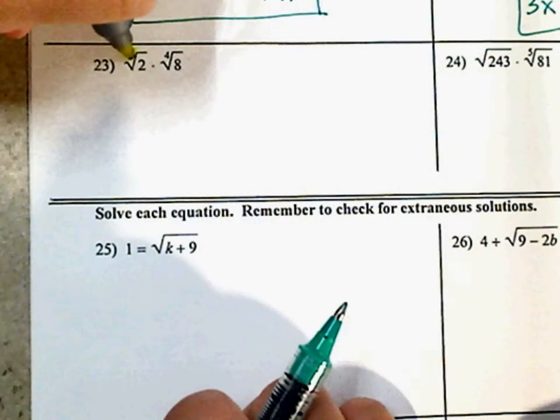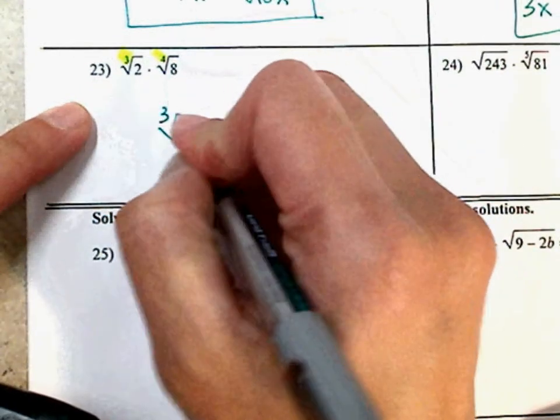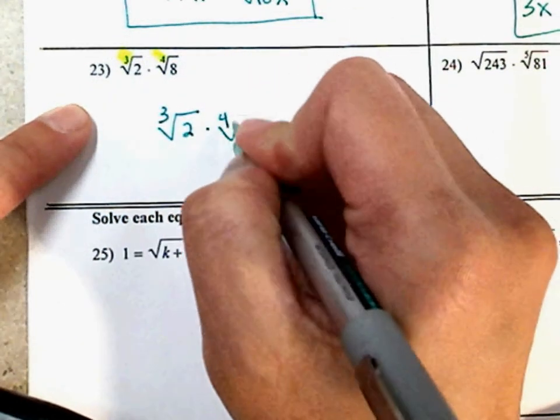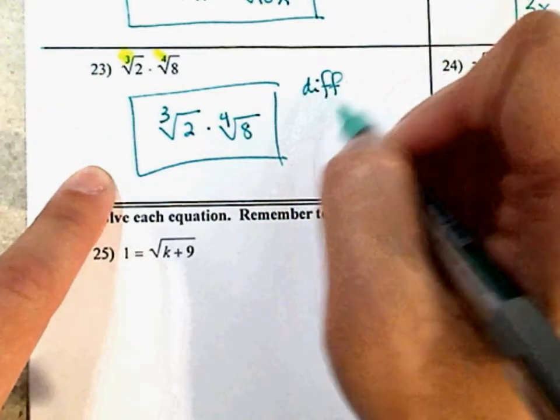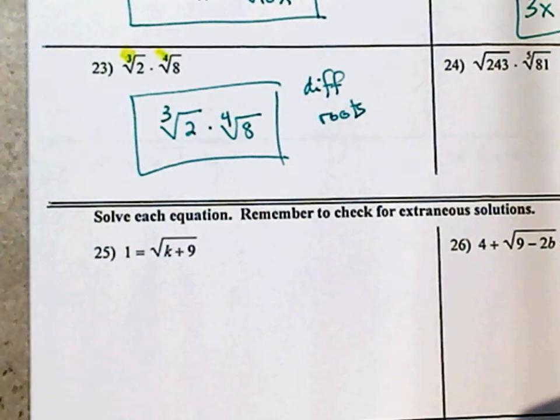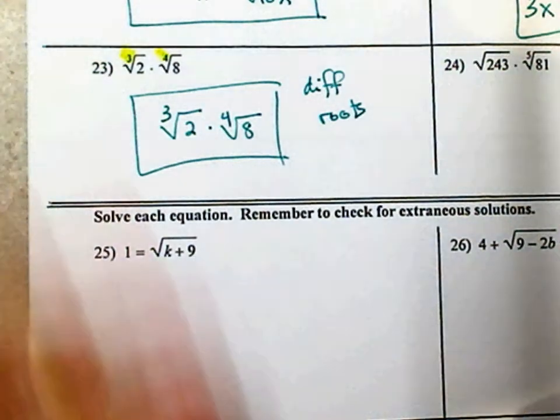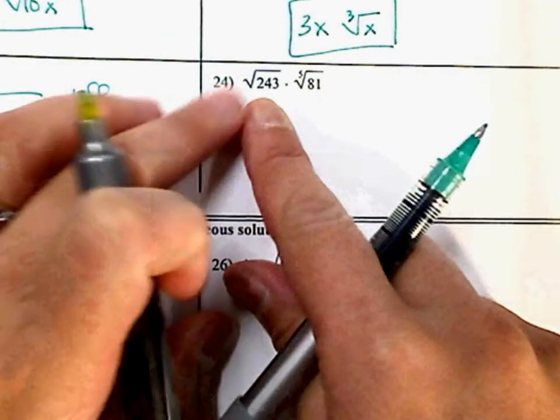Different roots cannot multiply. So here's your final answer. Just like that. Different roots or index. Because we're not doing exponential. 24. Okay. Cube root of 243. Excuse me. Square root of 243.